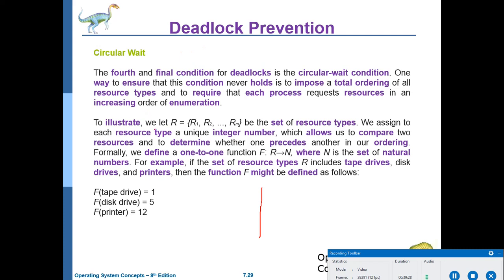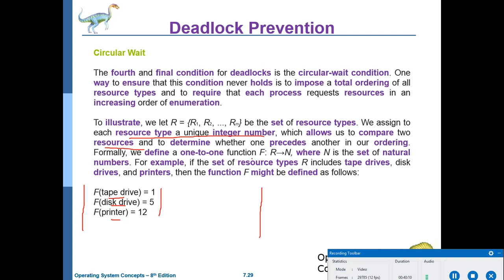Suppose, to illustrate this, we have resources R1, R2, ..., Rn as the set of resources. Here in the example, we have three resources: tape drive, disk drive and printer. We assign each resource type a unique integer, which allows us to compare the values of the resources and determine whether one precedes another in our ordering. For example, tape drive has a value 1. The higher the integer value, the higher the ordering. Disk drive has number 5, printer has number 12.